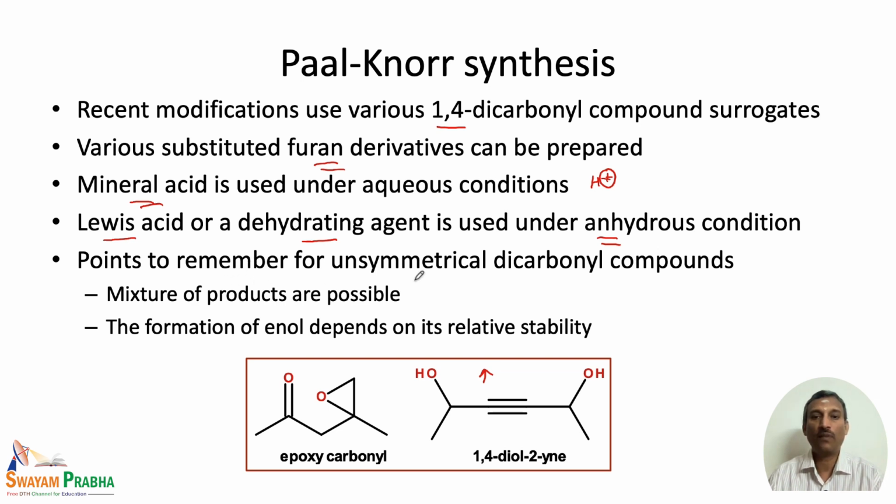And when we have an unsymmetrical dicarbonyl compound, most of the time we end up with a mixture of products. All the different possible cyclizations that can occur give products that are generally formed. In some cases, the formation of the enol depends on the relative stability, so that is also possible. Selectively, one of the products is formed based on whichever is the more stable enol.